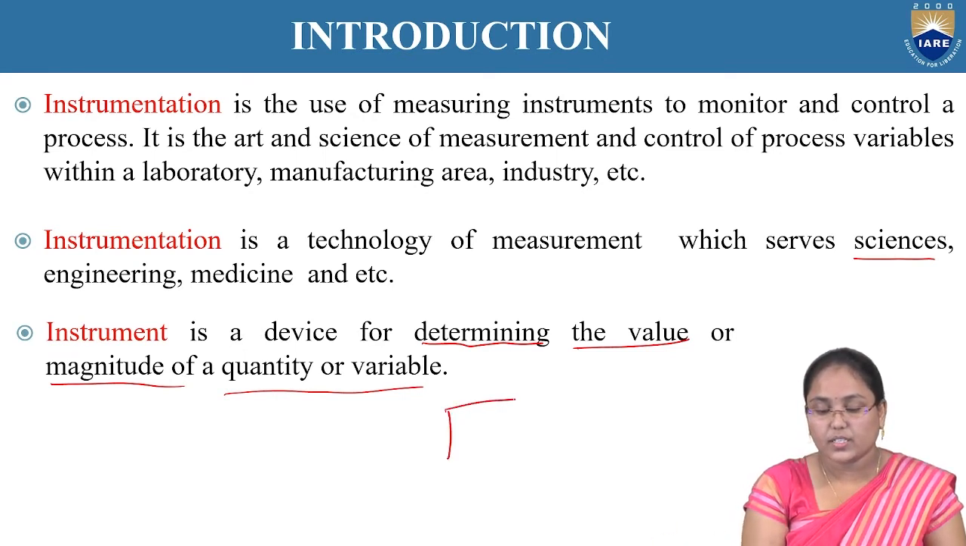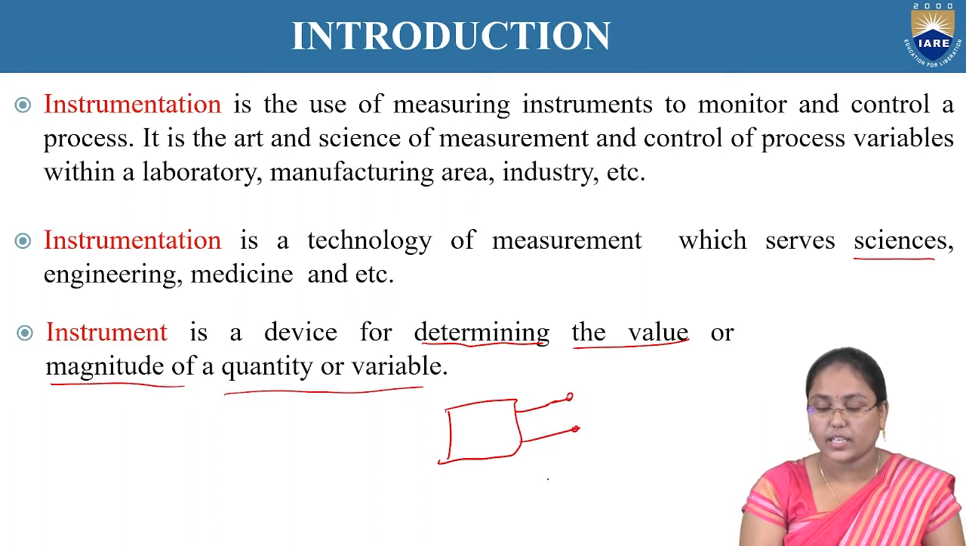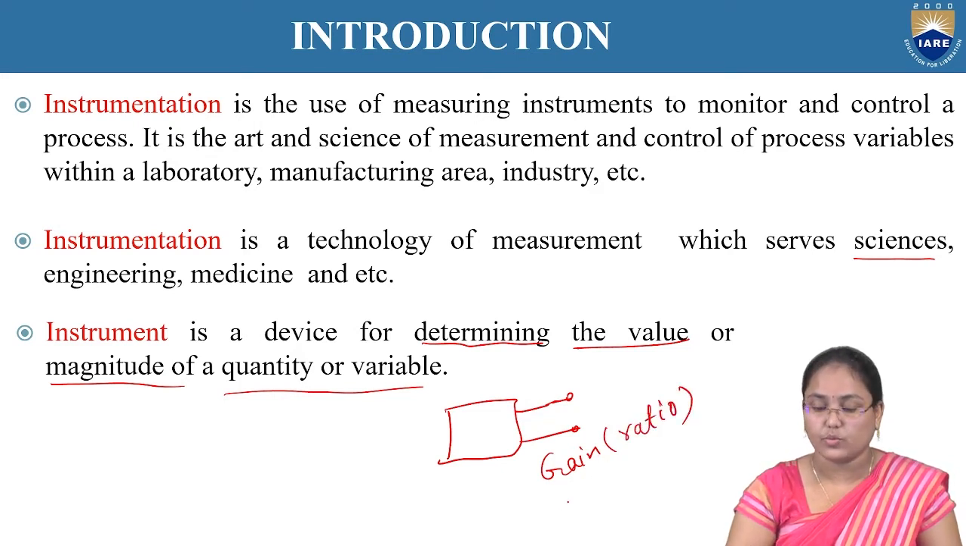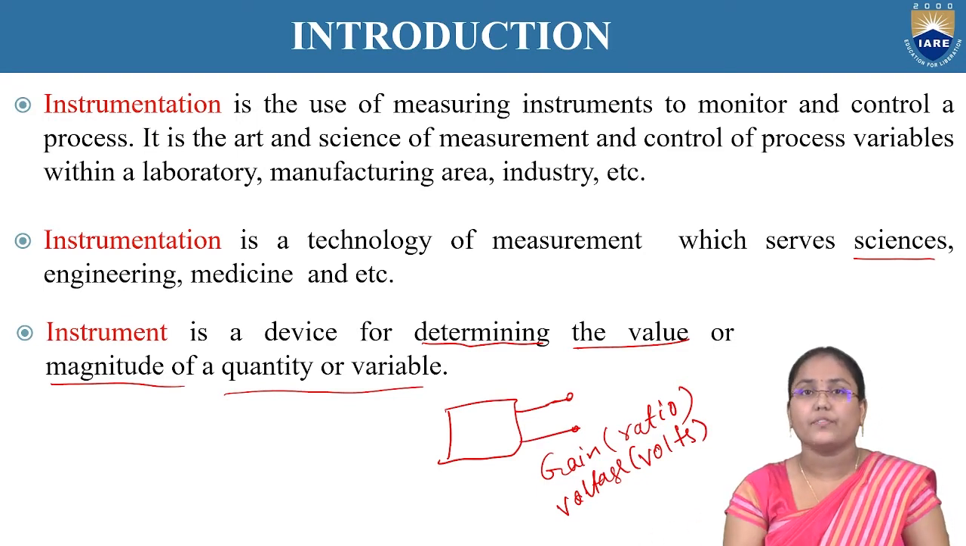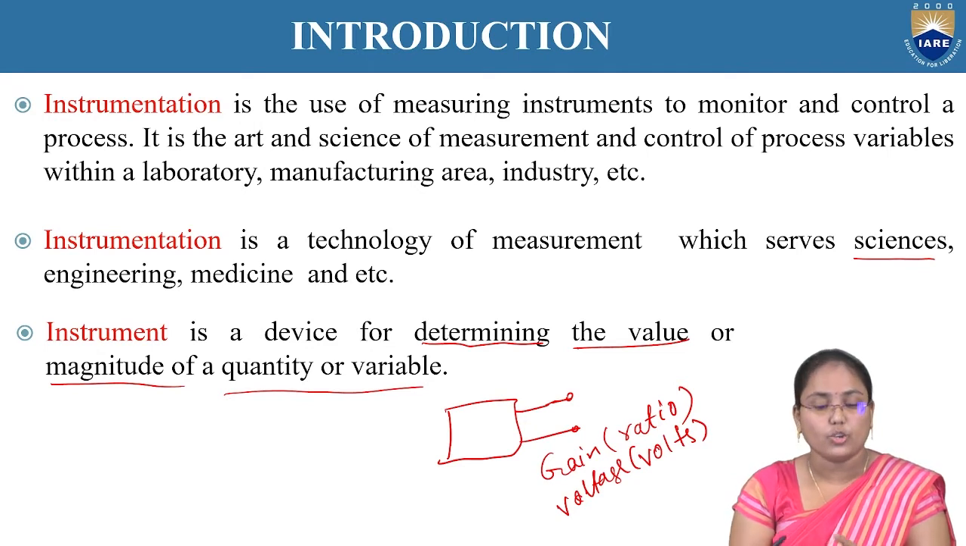Whenever we design a particular circuit, the output of the circuit can be anything. We can take the output as a gain, which is nothing but a ratio, and we can also consider the output as some voltage, whose measurement is in volts. When we take the current, then it is in amperes. If we take any frequency, then it is in hertz. So basically it is a device for determining the value or magnitude of a quantity or variable.